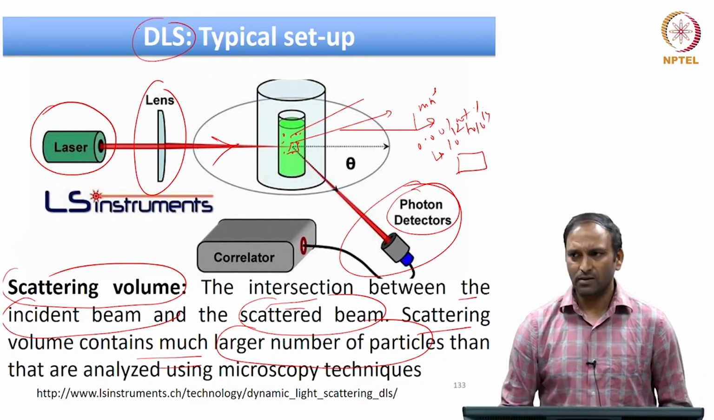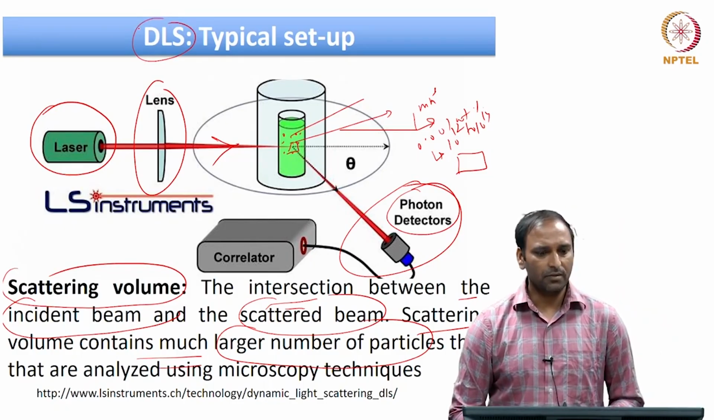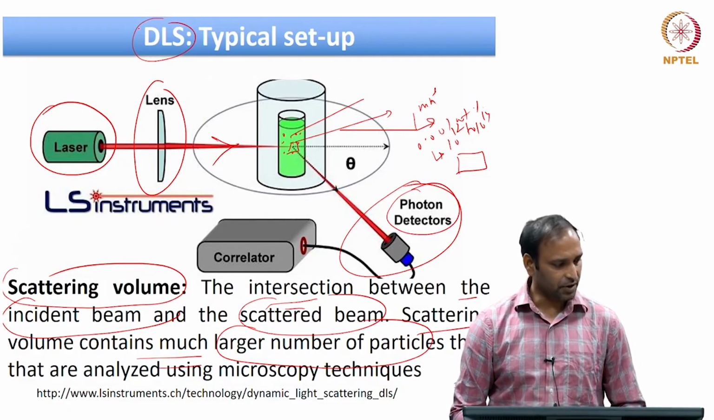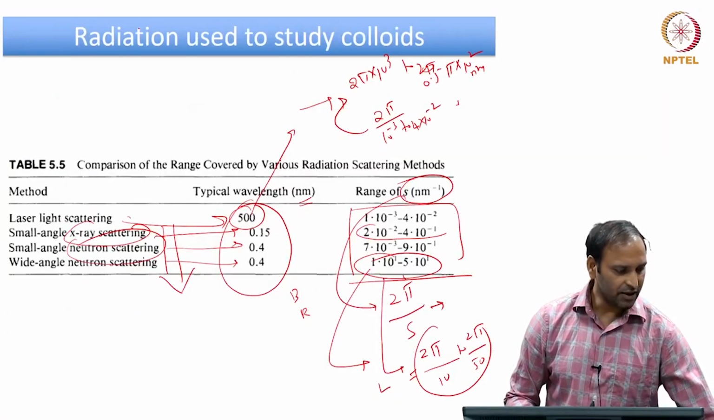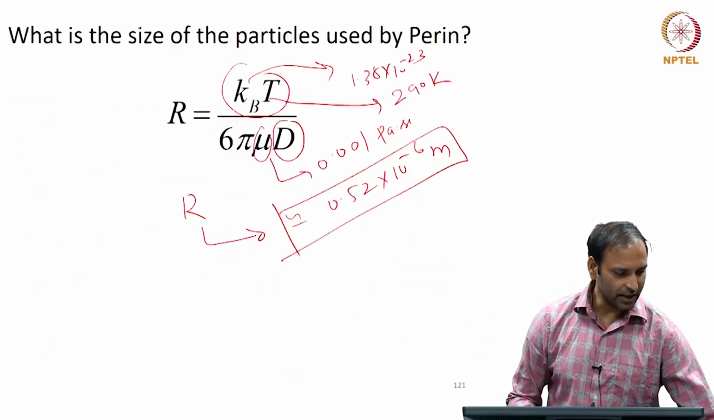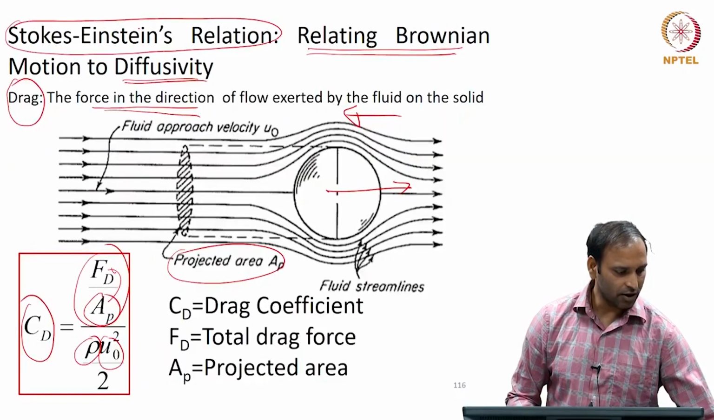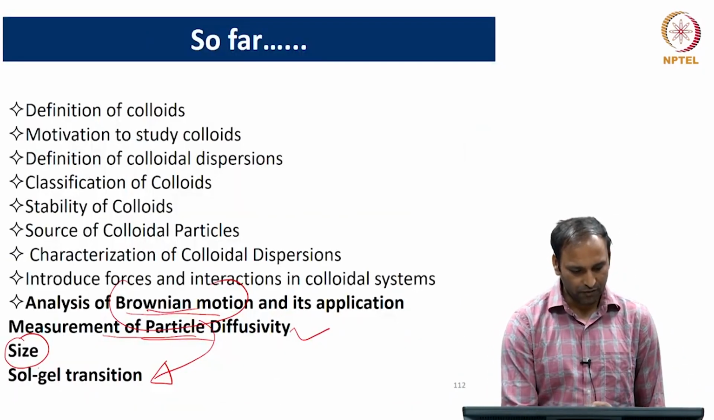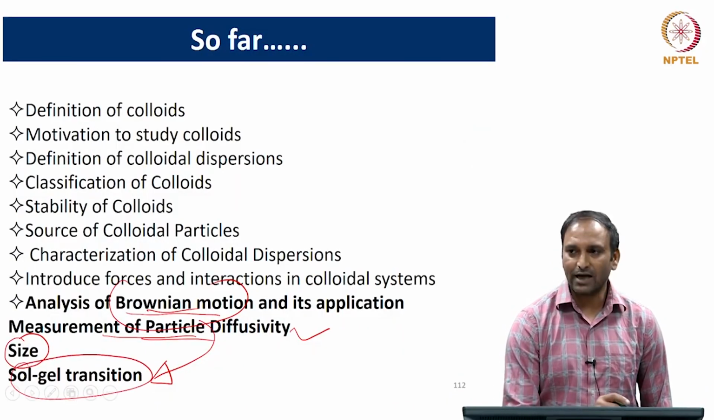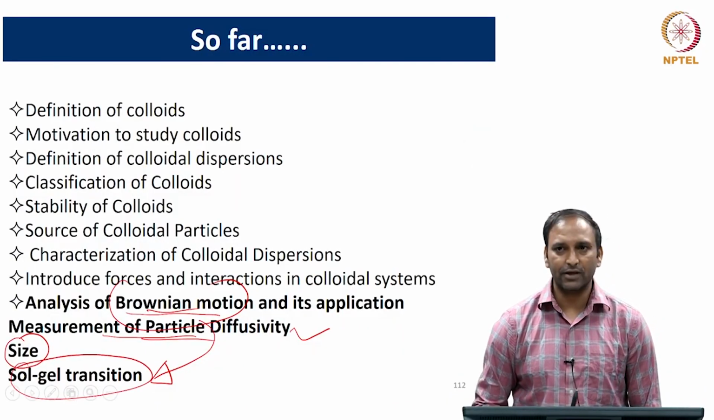Maybe I will stop here. We will continue with talking about how one uses DLS for measuring particle size. Plus, we will also talk a little bit about using Brownian motion for looking at what is called a sol gel transition. That is what we will try and do in the next class.